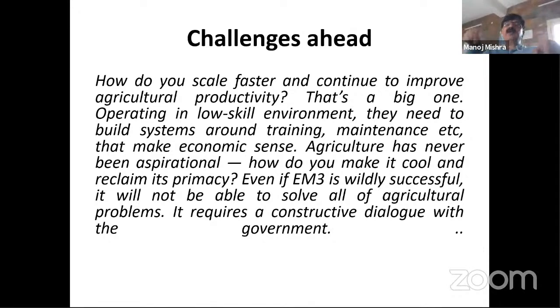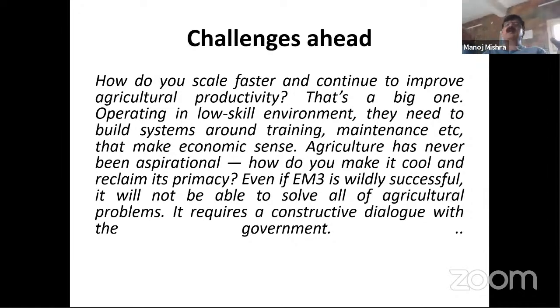The challenge for EM3 is how to scale faster. Because, as you know, any business plan will try to look at scaling, at capacity utilization, at cash flows, which will have a certain break-even period. So how to scale faster and also continue to be more relevant is a challenge for every such enterprise. Because it's very easy to talk in a theoretical, academic, professional sense about the sustainability dimension. But what is important is that scale is actually very, very critical.